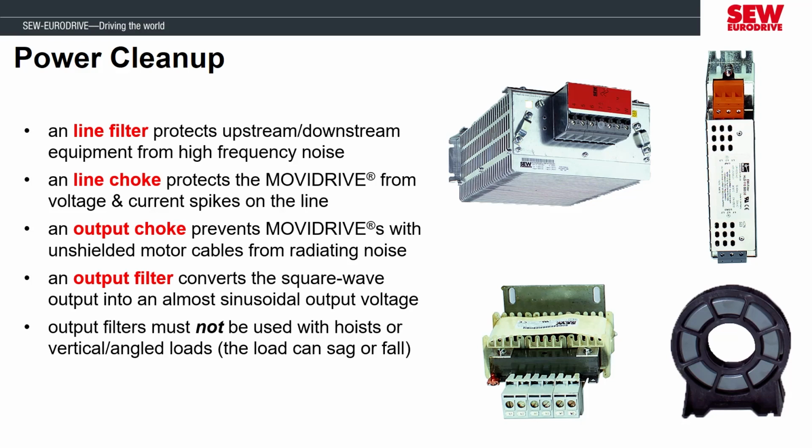In non-hoist applications, the inverter's size and filter have to be selected correctly. In some instances, the inverter size has to be intentionally increased to account for how the output filter could reduce the available torque.